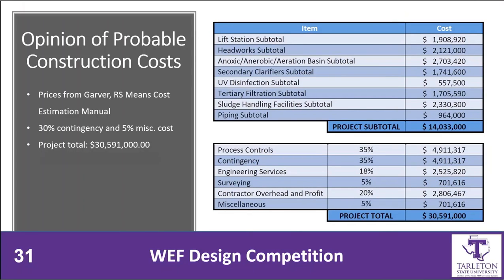For our recommended alternative, we came up with an opinion of probable construction costs. For this estimate, we drew information and prices from our advisors at Garver Engineering and from the RS Means Cost Estimation Manual. With the final cost, we included 2 contingencies, 30% for unknown costs for electrical and other site work, and 5% for any other miscellaneous items. Our final project total is estimated to be $30,591,000.